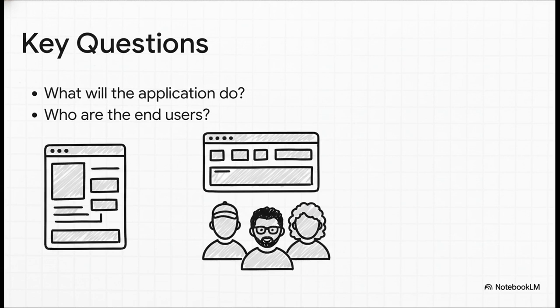Honestly, it really just boils down to two simple but incredibly powerful questions. First, what will the application do? That's what defines your features. But the second one, who are the end users? That one defines your entire purpose. Getting solid, clear answers to these two questions is what aligns the team, the stakeholders, and ultimately the final product.